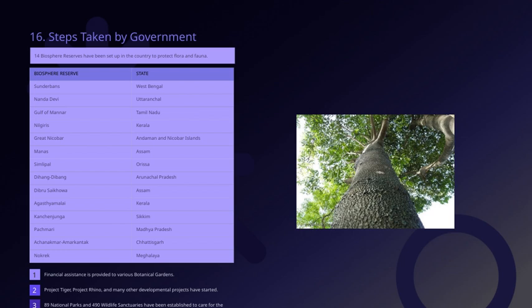Beyond that, several developmental projects such as Project Tiger and Project Rhino have been launched. These initiatives are targeted at conserving specific endangered species and maintaining their habitats. Furthermore, India has developed a network of 89 national parks and 490 wildlife sanctuaries. These protected areas are crucial for safeguarding our wildlife and maintaining ecological balance. Overall, these efforts reflect the government's commitment to conserving India's rich natural heritage and promoting sustainable development.